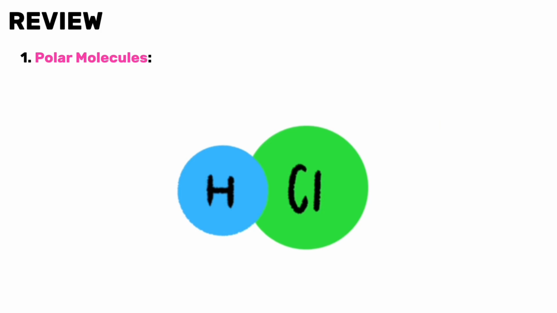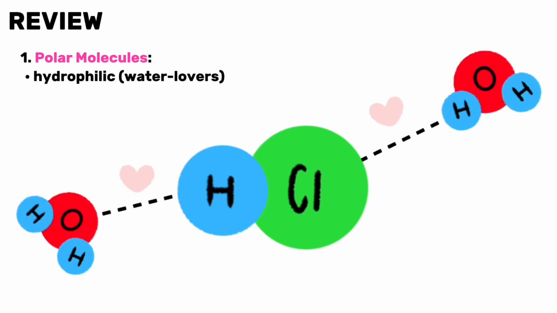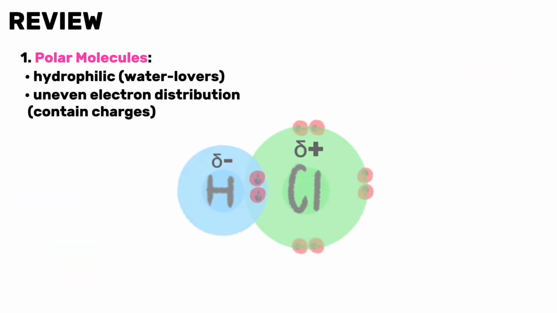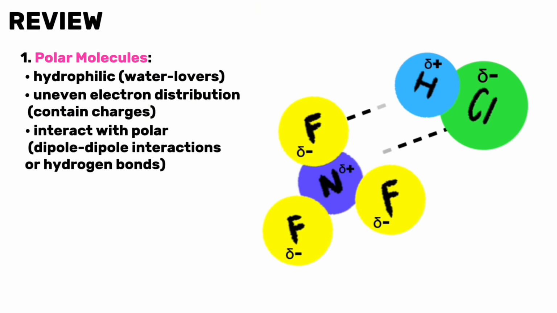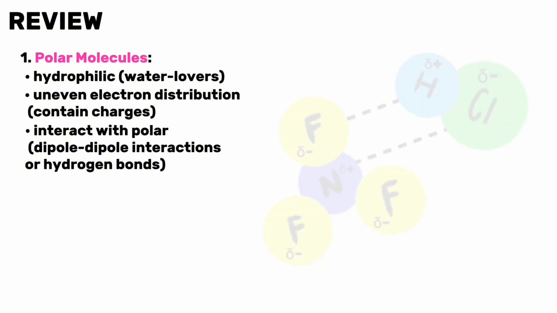Okay, so let's review. Polar molecules are hydrophilic or water lovers. They have an uneven distribution of electrons, making them have a positive and negative charge. This allows polar molecules to interact with other polar molecules, whether through dipole-dipole interactions or through hydrogen bonds.